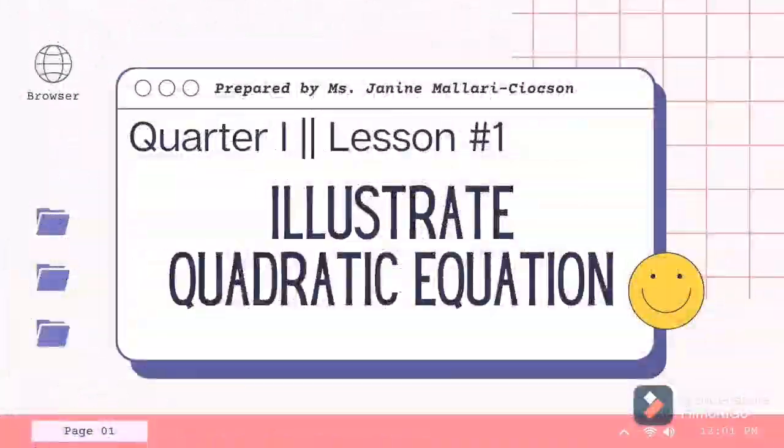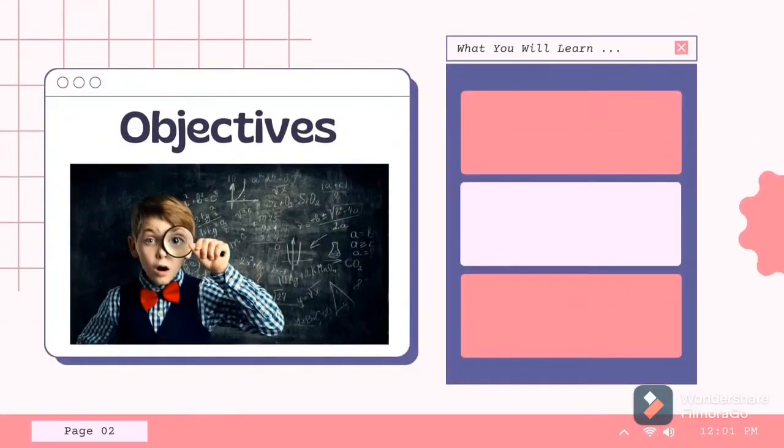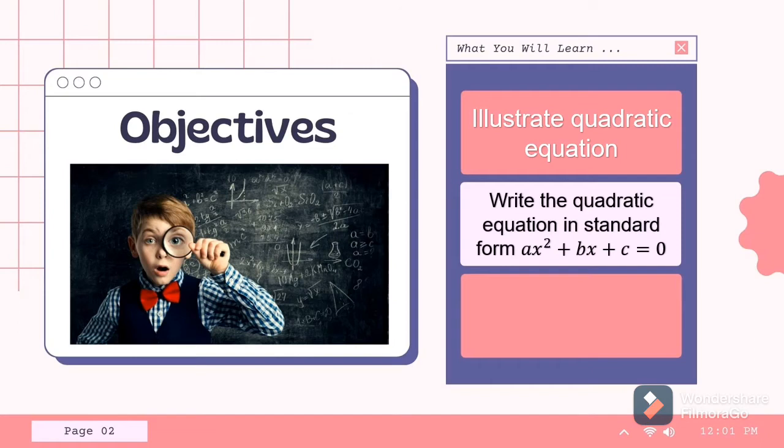We have lesson number 1 in quarter 1, which is illustrate quadratic equation. Our objectives in this session will be illustrate quadratic equation, write the quadratic equation in standard form ax squared plus bx plus c is equal to 0, identify the value of a, b, and c.